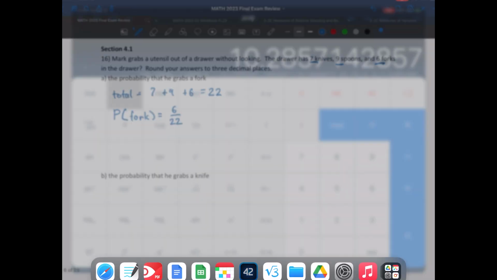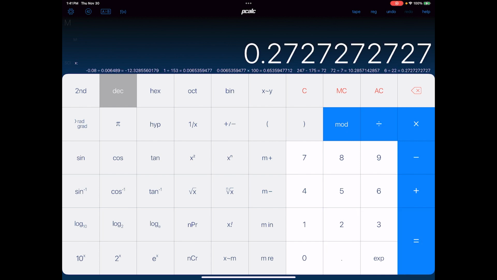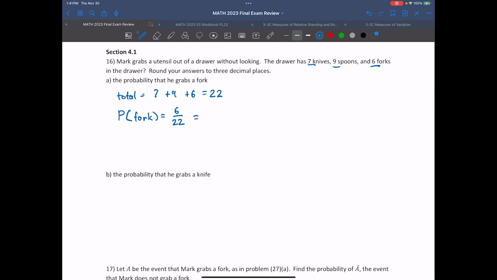Now, 6 divided by 22 is 0.2727 continuing. So 0.2727, but we round that up to a 3, giving 0.273. And remember, don't convert these to percents. Probability is a number between 0 and 1 inclusive.